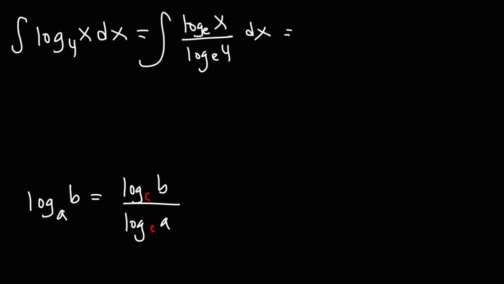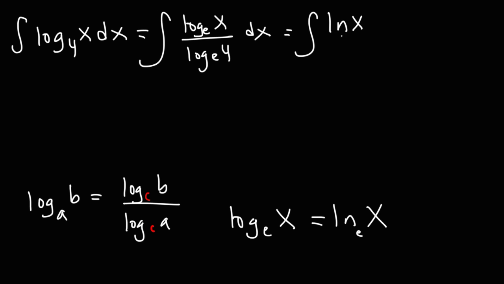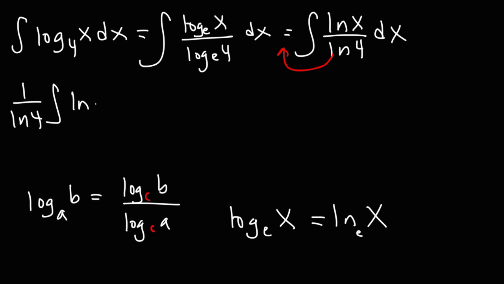Now, whenever the base of a logarithmic function is e, it's equivalent to the natural log function. So log base e of x is the same as ln x, which also has the base e, but you don't need to write e. So this becomes the integral of ln x divided by ln 4 dx. Now, ln 4 is a constant, so we could move that to the front. So now what we have is 1 over ln 4 times the integral of ln x dx.